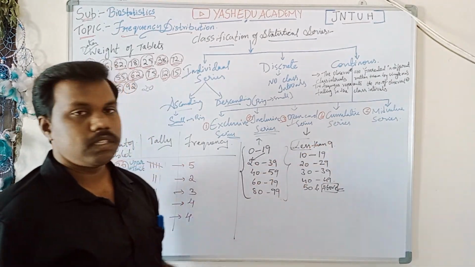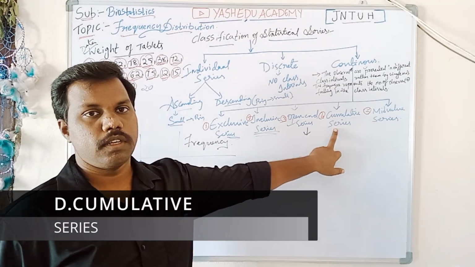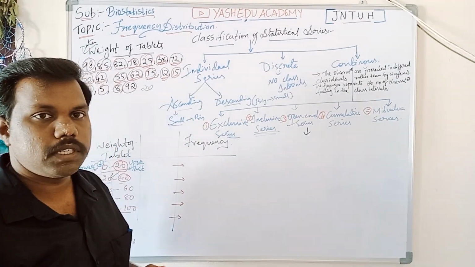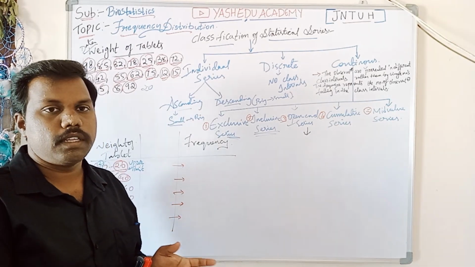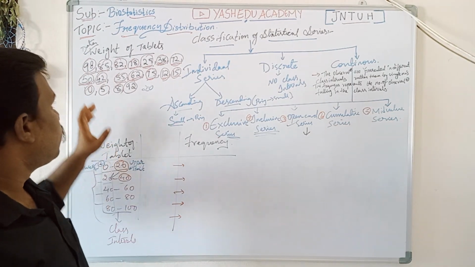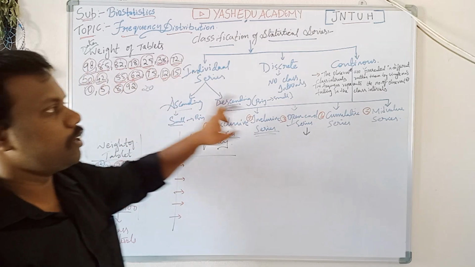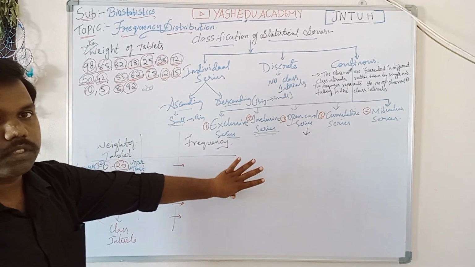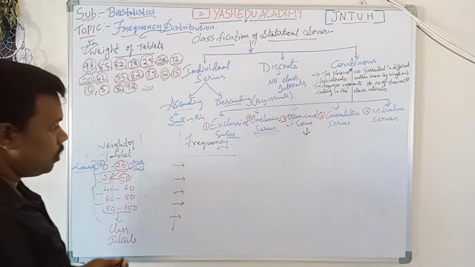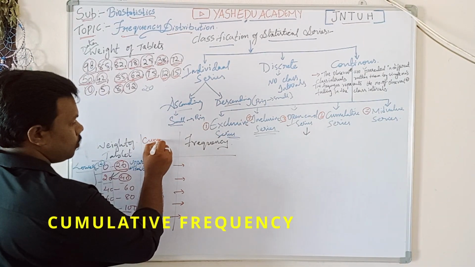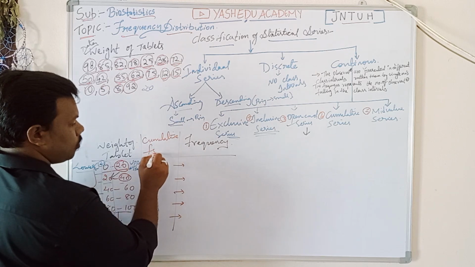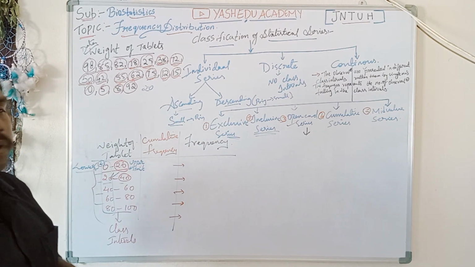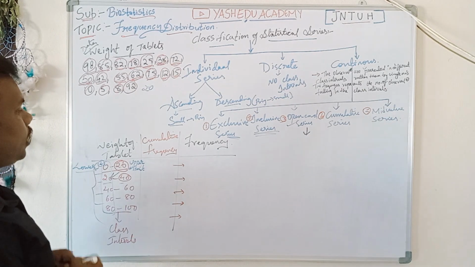Okay. Now let us discuss the cumulative series. Cumulative series is where the observations presented and the data collected are written in class interval form. Here I am doing it with the same example which we did with the continuous series. The difference between the continuous series and the cumulative series is that we are replacing the tally column with the cumulative frequency.